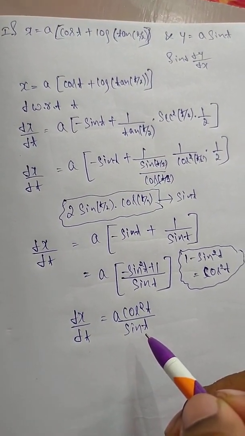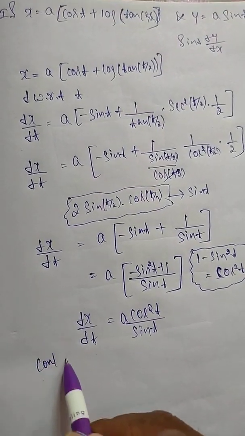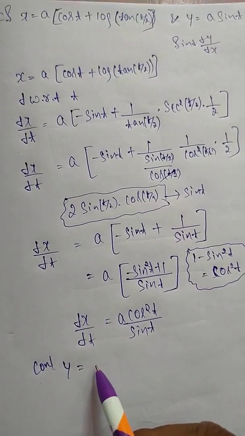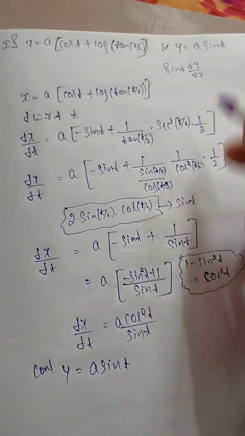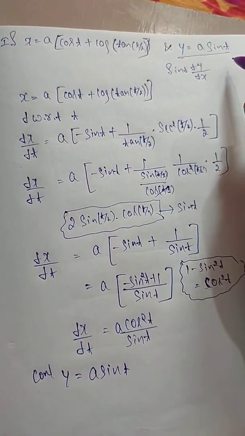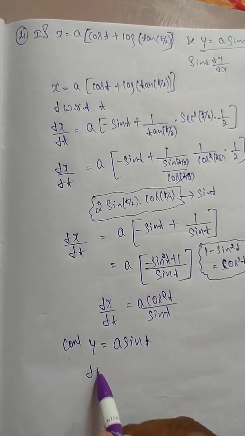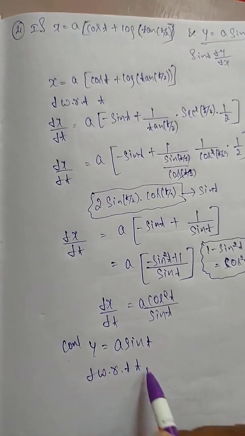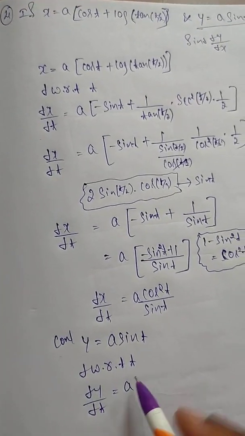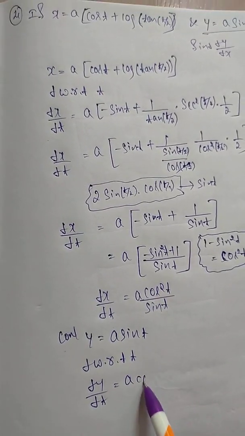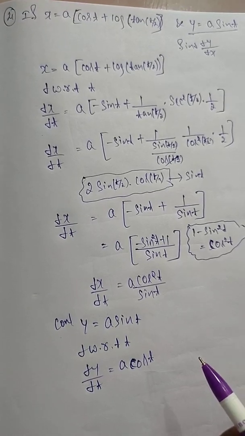Is it clear? Now consider y. y is equal to a sin t. Now differentiate with respect to t. dy by dt is equal to, a is a constant, and the differentiation of sin t is cos t. So this is the dy by dt.